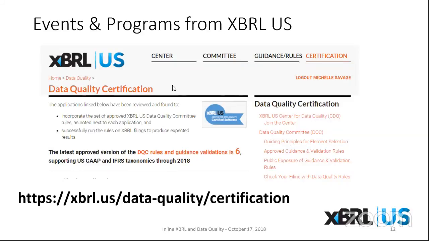We have 6 sets of rules at this point in time. We're working on finalizing a 7th that should be out before year end. And so right now you can go to the data quality certification page, which you see here in front of you, and look for those tools that are certified with the DQC rules and guidance rule set number 6. So again, you can just go to xbrl.us/data quality/certification and find the software applications that are certified to successfully run the rules.